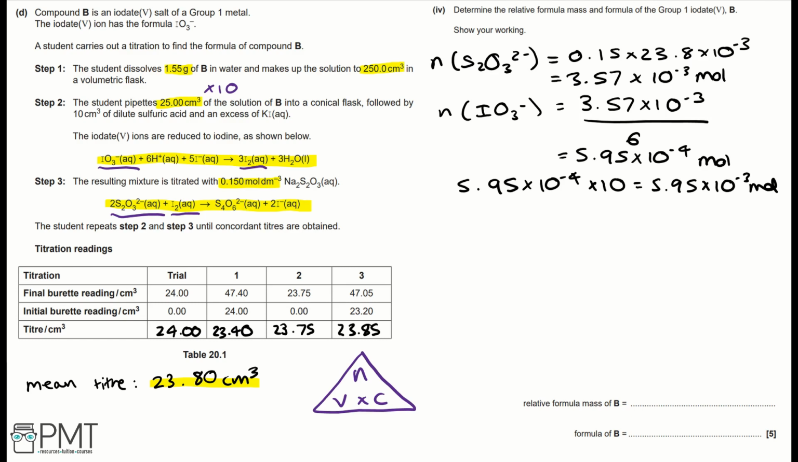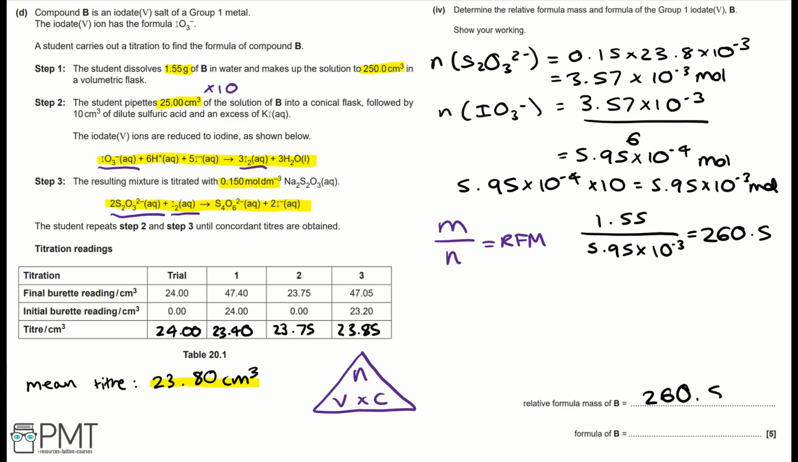Next, we need to work out the relative formula mass of B, and that would be using the equation mass over moles equals relative formula mass. We've been given the mass in the question, 1.55. We've just calculated the number of moles, so 5.95 times 10 to the negative 3 gives us a relative formula mass of 260.5. So we can write this for the relative formula mass of B that we calculate.